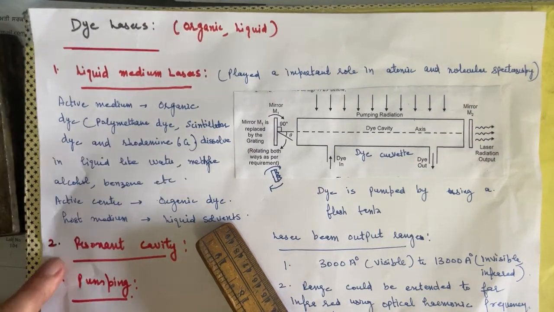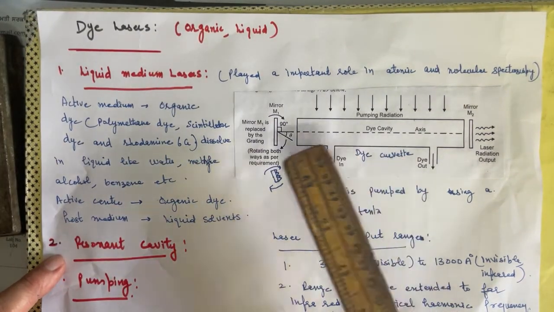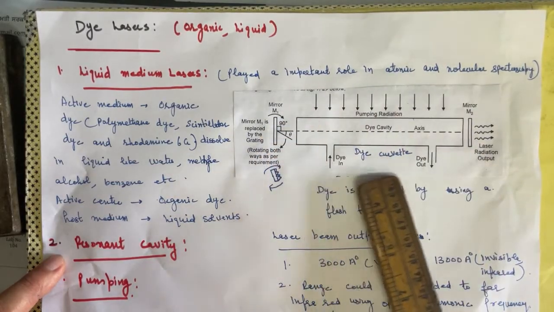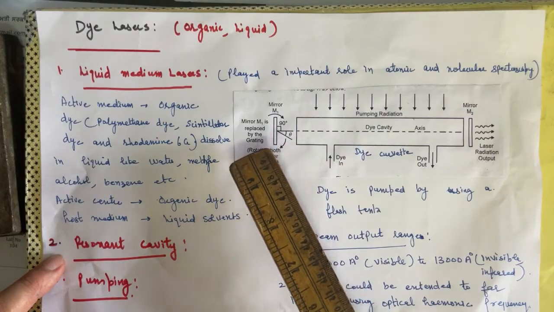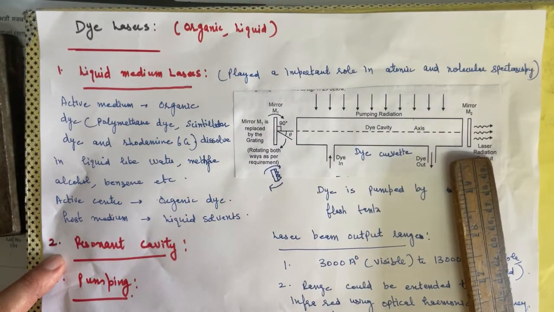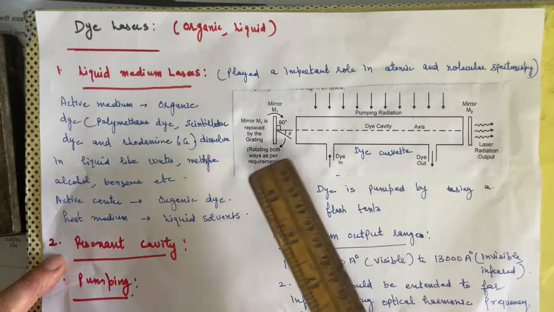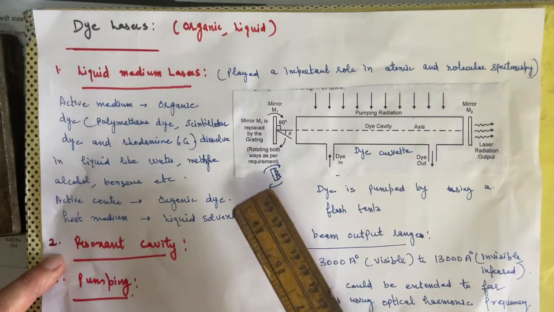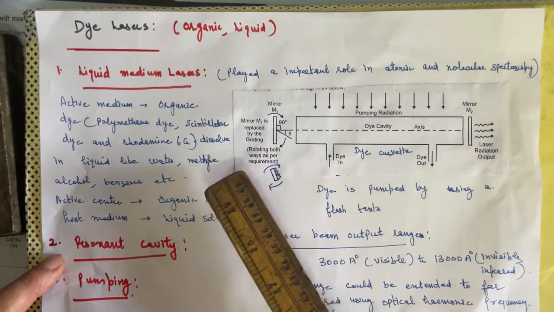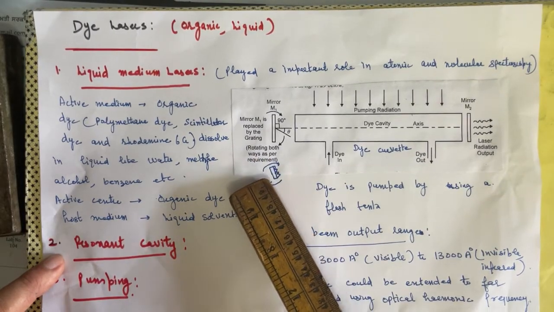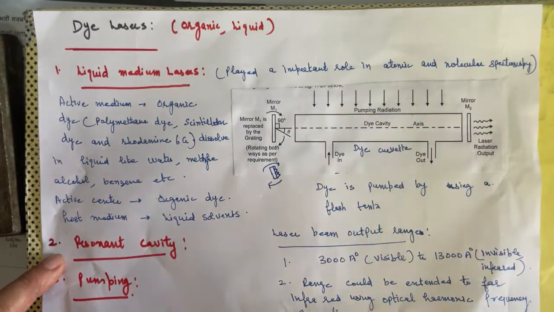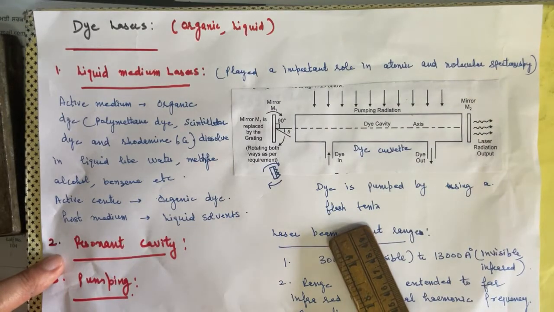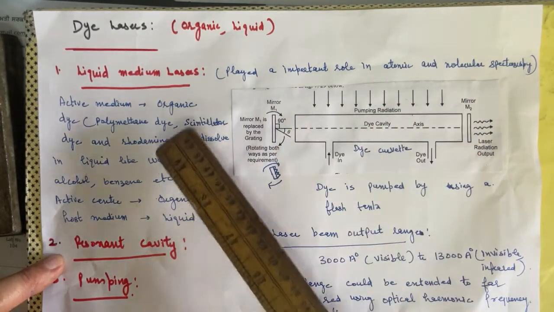Active centers are the organic dyes and the host medium is the liquid solvent. Okay? Then the resonant cavity is always formed by mirrors. So there are two mirrors, M1 and M2. This is the construction of this dye laser. So this is mirror M1 and this is mirror M2. Clear? Here we obtain the laser output, and this mirror M1 is replaced by a grating. I will explain later why we replace this mirror by a grating. So this is the symbol of a grating. Okay? Grating. So this is about the resonant cavity. Then pumping: the dye is pumped by using a flash tube. So this is all about the construction and the components of the laser.